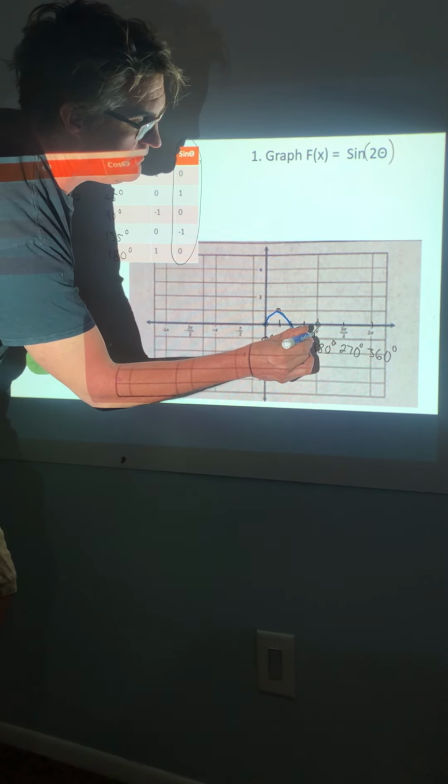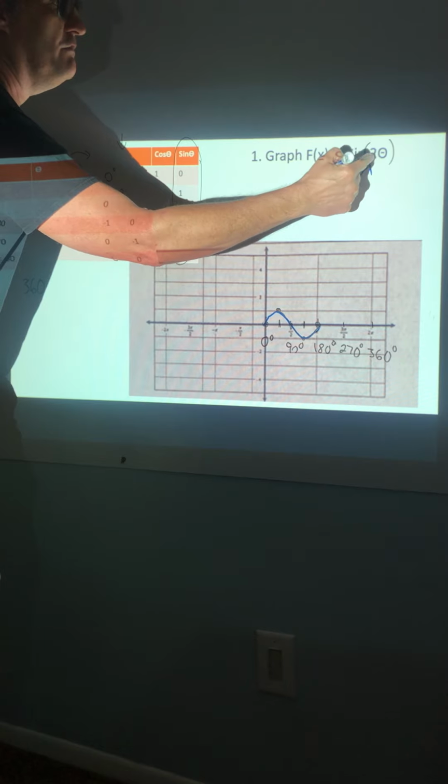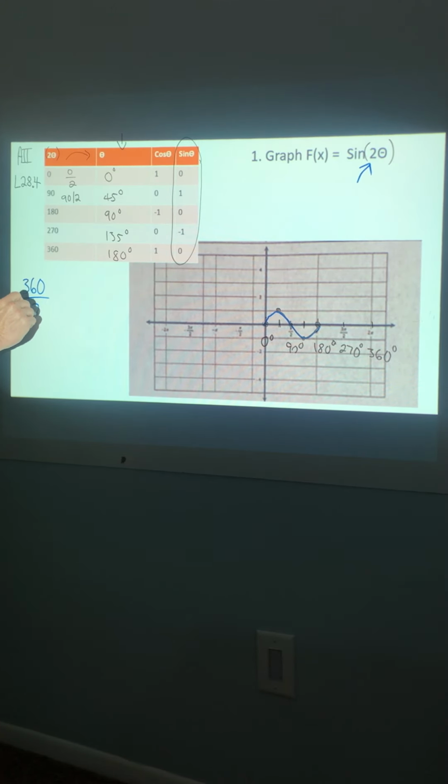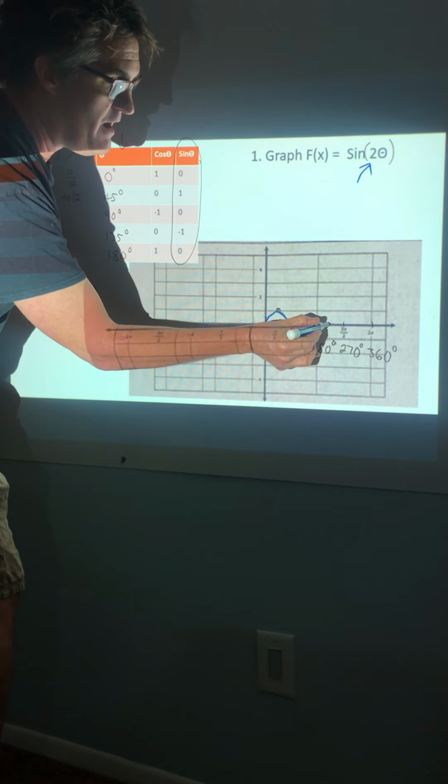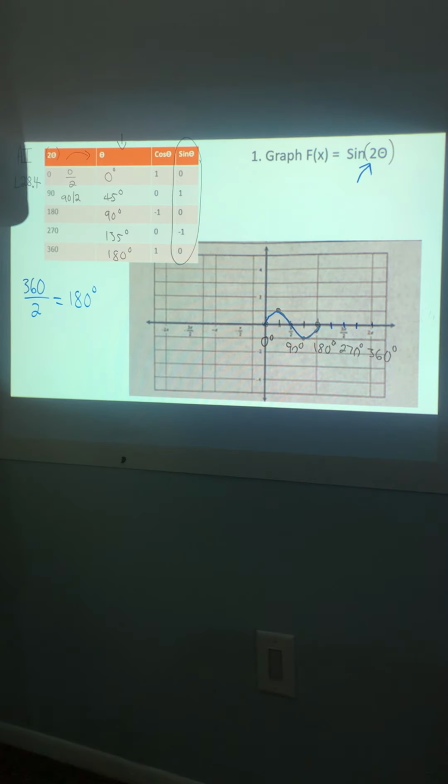Yes, pretty. Okay, are you with me? Okay, and then we can continue this pattern because remember the period of time is 180. Remember, period of time is take 360 and divide by the coefficient of theta. So when I divide 360 by 2, I get 180. This pattern is going to repeat every 180 degrees. So let's go ahead and put on our halfway mark here, a little notch, all right? And then we'll just repeat the pattern.